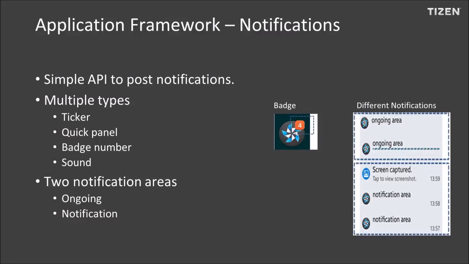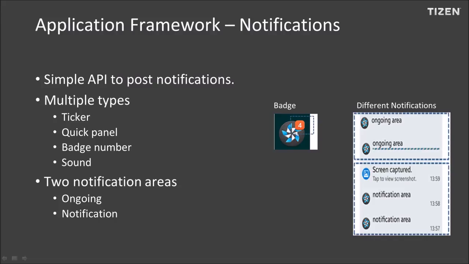Notifications are indications to the user about events of interest regarding applications. The application framework provides a simple notification API for applications to post notifications. Applications can post notifications in two areas. One is the standard notification area and the other being the ongoing notification area.